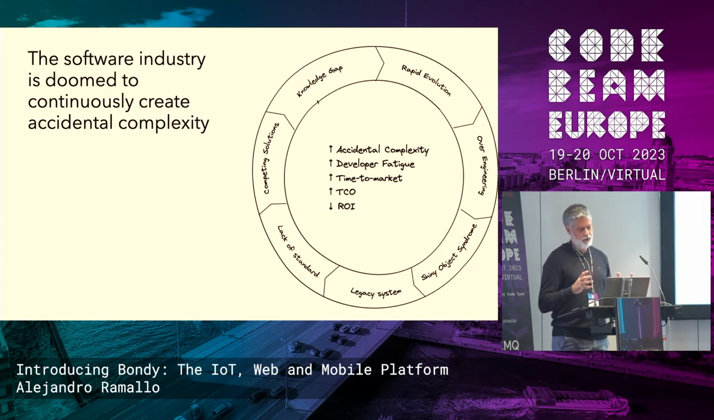I'm afraid that after years of doing this, I conclude that the software industry is doomed to continuously create accidental complexity, and there's no way we can escape this. And yet I am here introducing something else, right? But the whole idea is, well, if you introduce something else, we need to take out something in the stack, because the way currently this cycle works is by adding layers on top of layers and without removing anything.